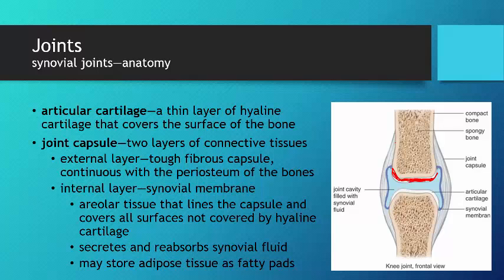The joint capsule is built of two layers of connective tissue. Again, the external layer is a tough fibrous capsule, and it's continuous with the periosteum of the bones. So the fibers here are continuous with the periosteum fibers, and they connect with the fibers that are embedded in the dense compact bone that surrounds the bone. So not only do those fibers embed into the periosteum, but of course the periosteum is embedded into the bone.